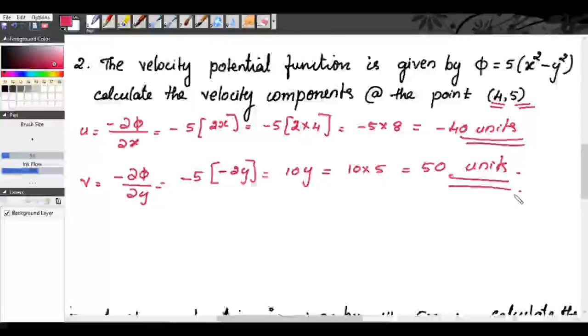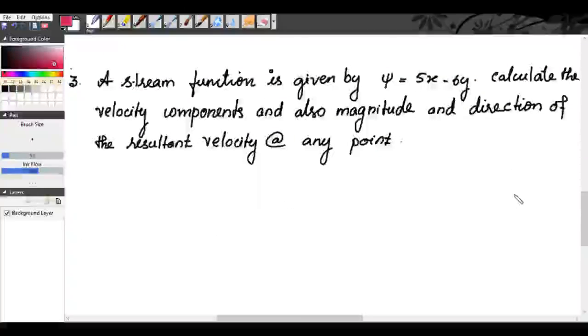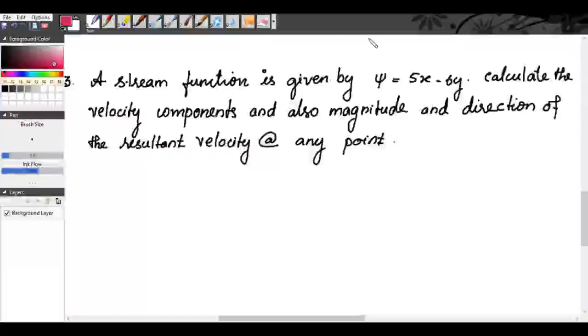Now we will move on to our next problem. Next problem is a stream function is given by. See, in the previous two problems the velocity potential function was given. Here the stream function is given. So stream function is given by ψ = 5x − 6y. Calculate the velocity components and also calculate the magnitude and direction of the resultant velocity at any point.